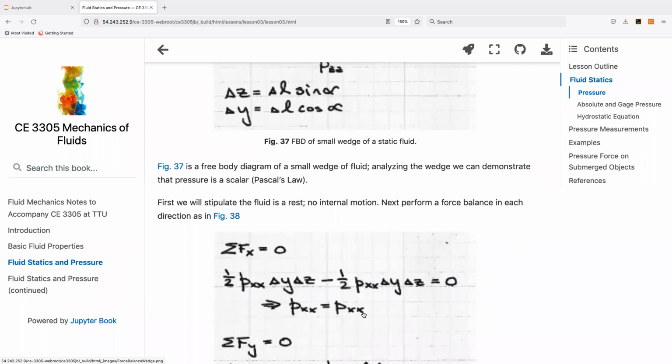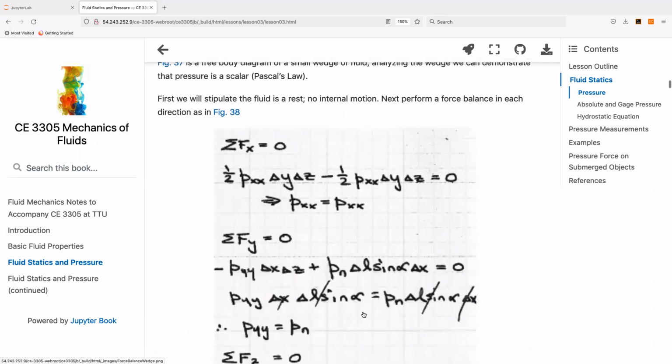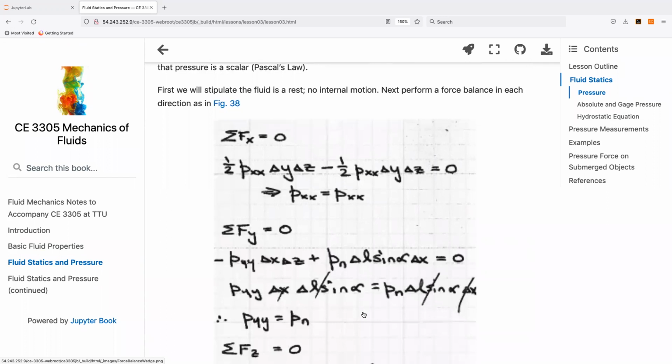So if we analyze that, aren't you glad I'm not writing this on the chalkboard right now? Yeah, me too. If we were to analyze that wedge, we can demonstrate that pressure is a scalar. And what we're really doing is implementing Pascal's law.